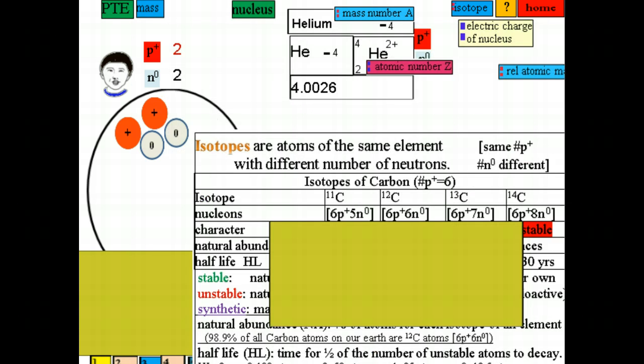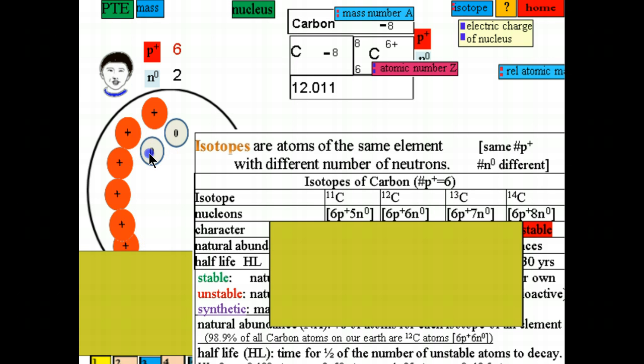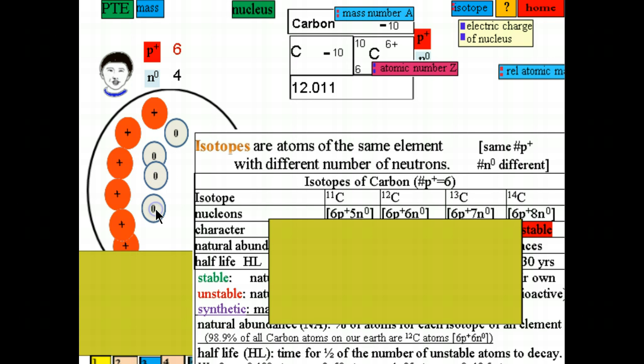Let us have a look at the isotopes for carbon. You know that all carbon atoms have 6 protons. So let's put in 6 protons: 1, 2, 3, 4, 5, and 6. So we have 6 protons, and there is a carbon-11. So in addition to its 6 protons, it has 5 neutrons. So this is C-11, or you can write it this way.